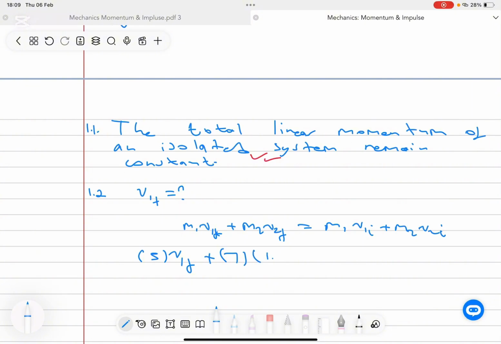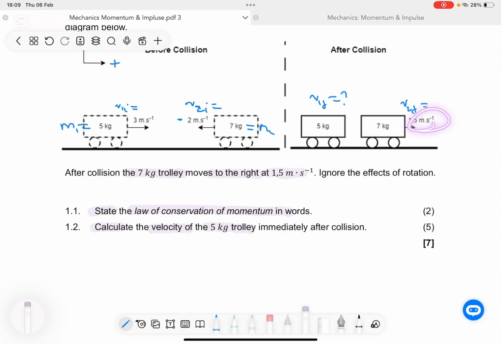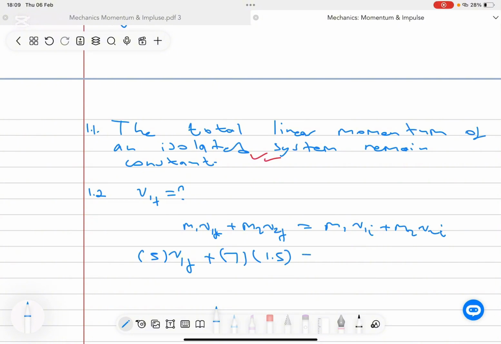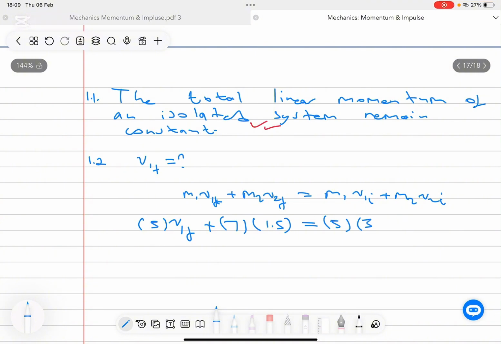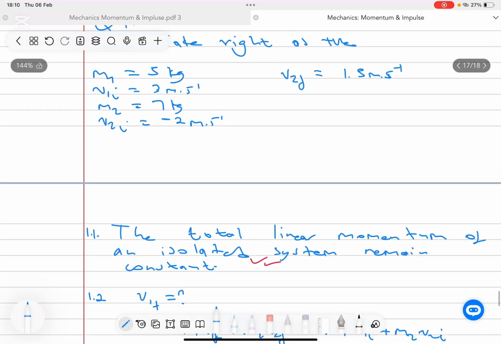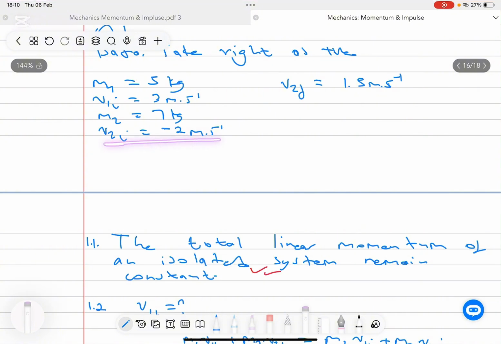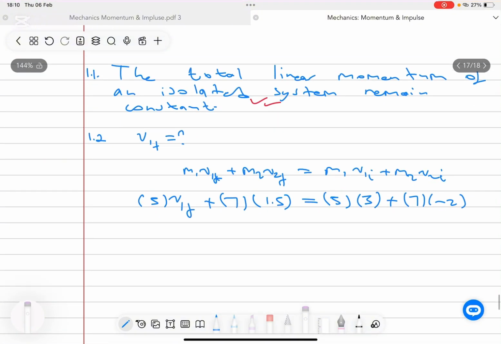And v2 final is 1.5. So this is the 1.5 here, the 7, and the 5 that we're looking for. We say this total momentum should be equal to the 5, and the initial momentum here we were given as a 3. And we also have a 7 here, and we're multiplying this 7 by the -2 because it's going in the negative direction. Very important to remember that. These are vectors. We have to put those negatives in that equation there.